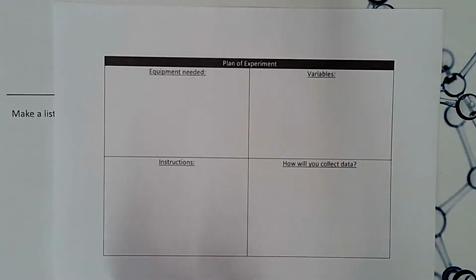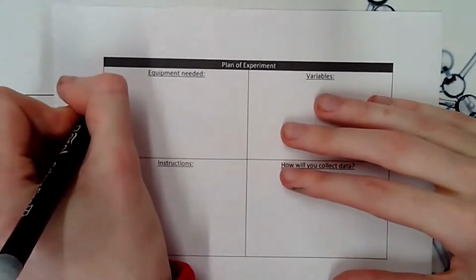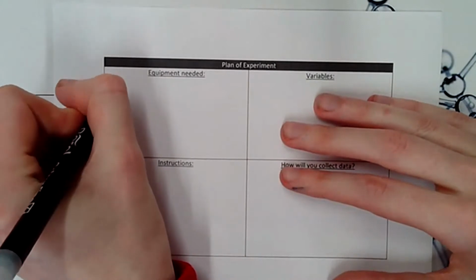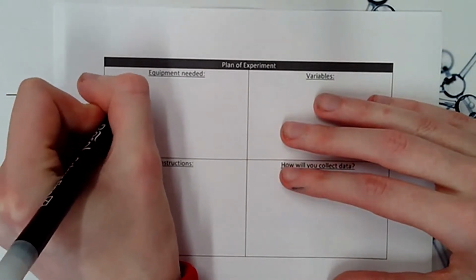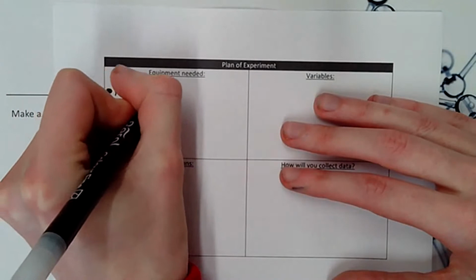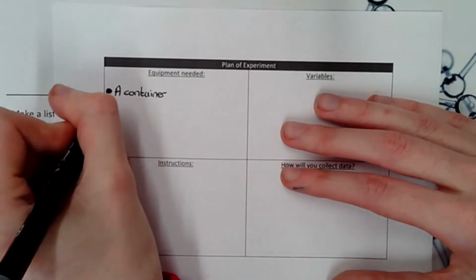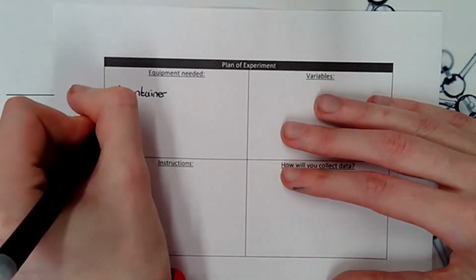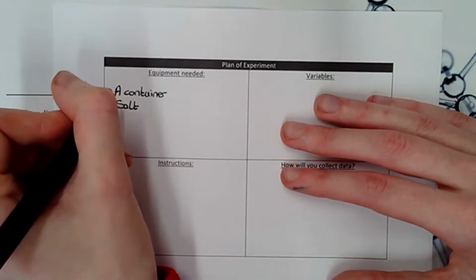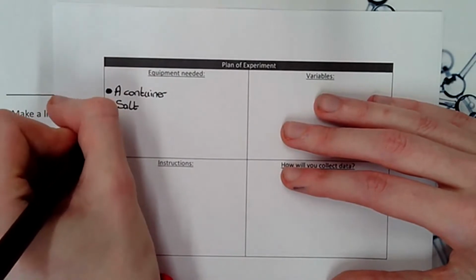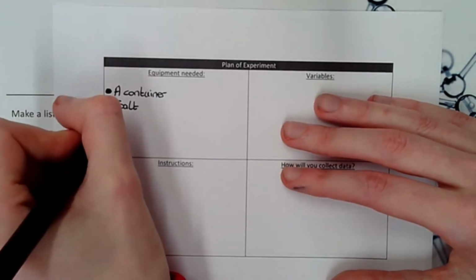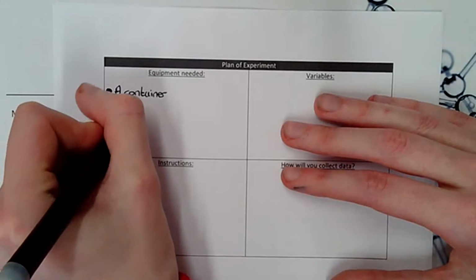So I'm going to have to think of the equipment I'm going to need for an experiment with salt and how long it takes salt to dissolve or to become soluble. So obviously, as we know from previous experiments, I'm going to need a container. As I'm investigating salt, I'm going to need salt. I'm also going to use my solvent, which is going to be water.